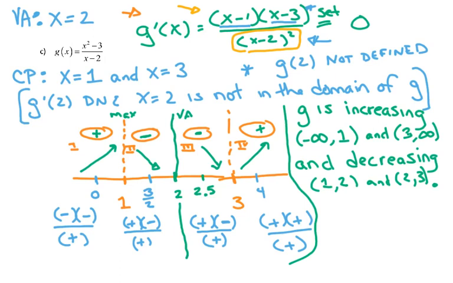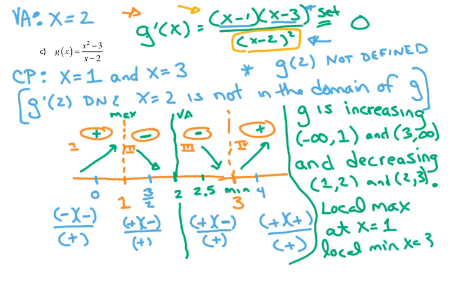Okay, we're going to run out of time, so you have a local max at x equals 1 and a local min at x equals 3. Figure out what they are and then come back for the next part of this lecture.